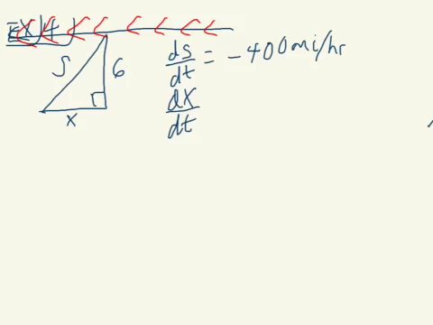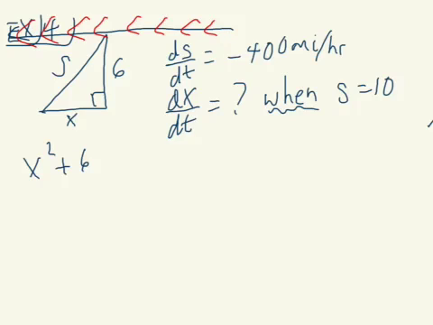All right. So dx over dt is what we're looking for, and there's that magical word "when." We always look for that. When S equals 10. Okay, so I need an equation. I want to find dx over dt. I know I'll have to use ds over dt, so I need an equation that relates S and x. Like I said, Pythagorean theorem is the way to go. Make sure you get this right. S is the hypotenuse, so it's x squared plus 6 squared equals S squared.